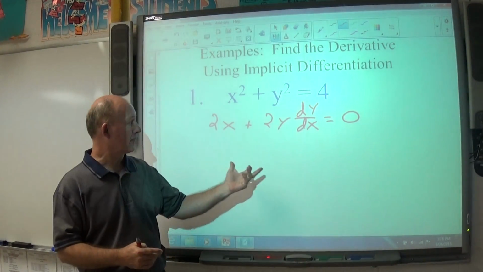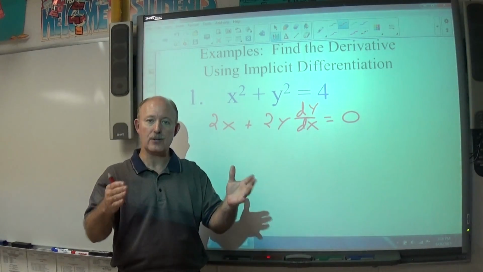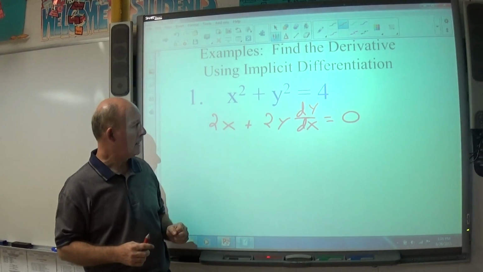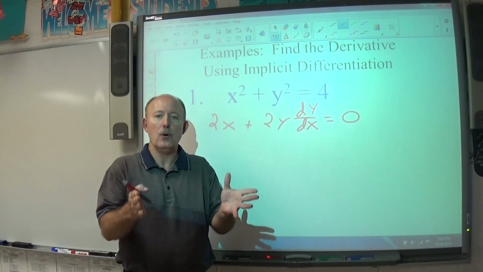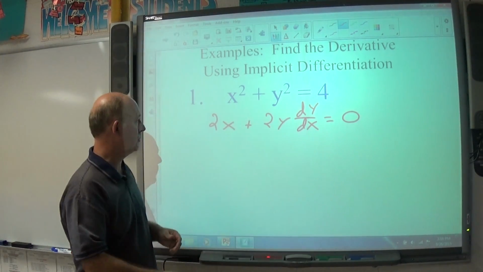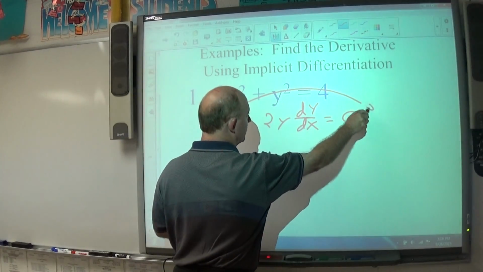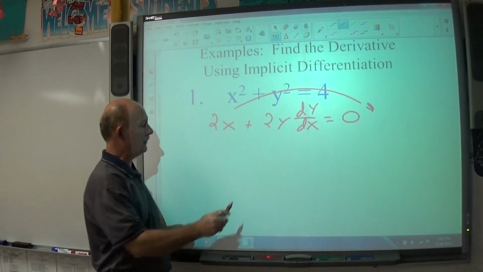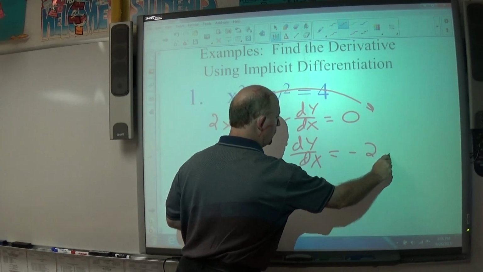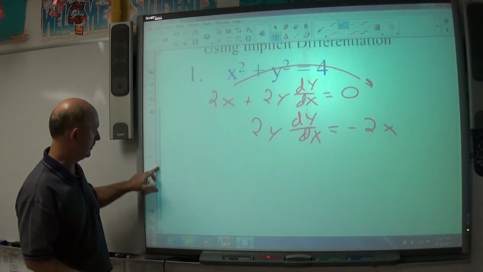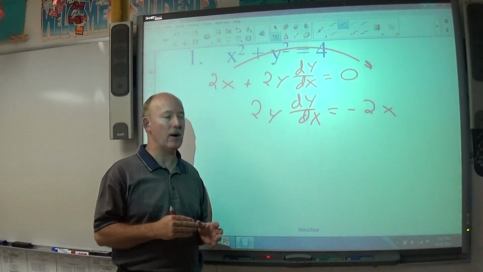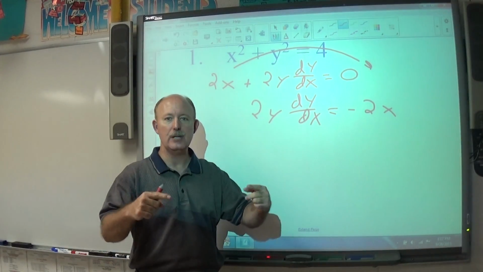Now, remember our steps. You take the derivative of your equation with respect to x, each term. We've done that. Now you want to get all terms that have dy dx on the left and all the other terms on the right. So we move this 2x to the other side. It's positive on this side, so it's negative on that side, and we end up with 2y times dy over dx equal to negative 2x. Now we only have the dy dx term, so there's no factoring involved, but we do have to solve for dy over dx.